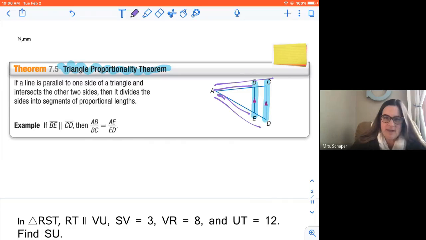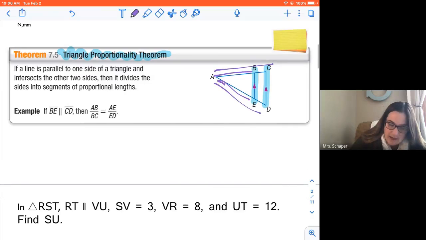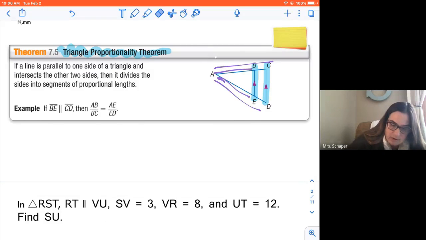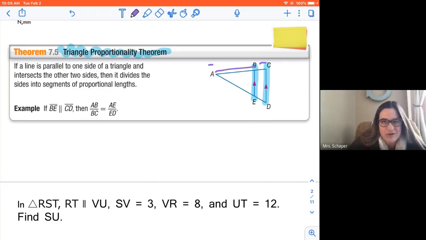And notice how it's set up too. Let me erase what I wrote. So AB is to BC, I drew my initial lines wrong, and AE is proportional to ED. Okay, so let's take a look at this triangle.